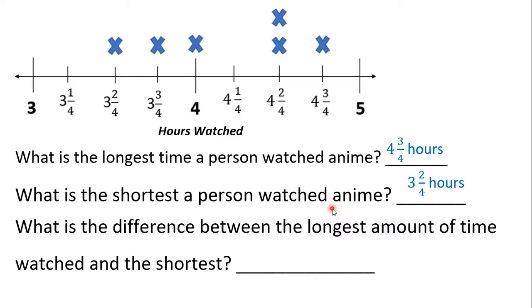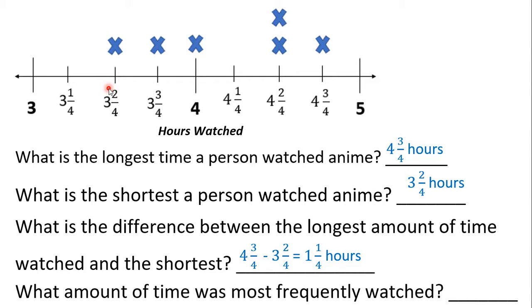Now let's find the difference, which is subtraction, between the longest amount of time and the shortest amount of time that someone watched anime. So I'm going to take my longest amount, which is 4 3/4, and I'm going to subtract 3 2/4. And when I do that, I have 1 1/4 hours. So that means that the person that watched for the longest amount of time watched for 1 1/4 hours longer than the person that watched the shortest amount of time.